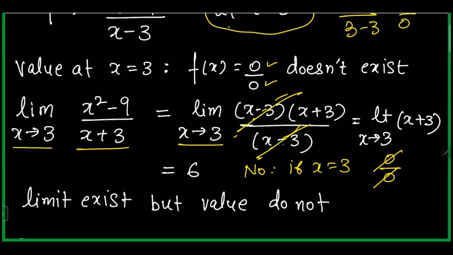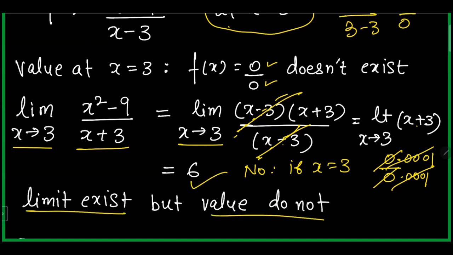I will repeat this. If x is 3, you cannot cancel them, because then you are cancelling 0 by 0. But if x is not exactly 3, but very close to 3, then you can cancel them, because then values will be very small, like 0.001, 0.001, and you can cancel these out. And what you are left with is x plus 3. And now simply put the value of 3 here and you will get 6. So your limit exists, but value does not exist.